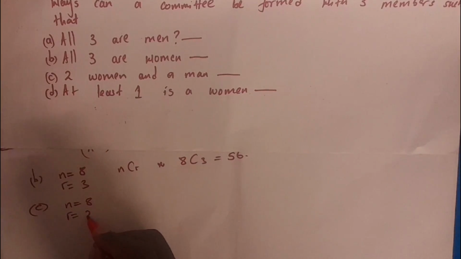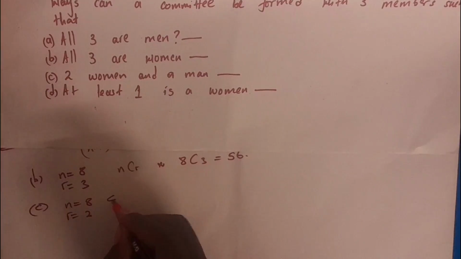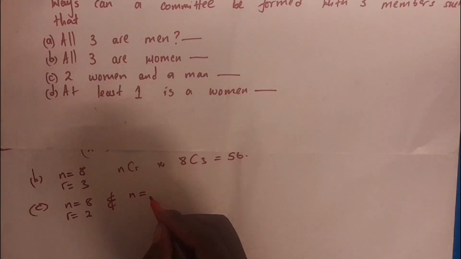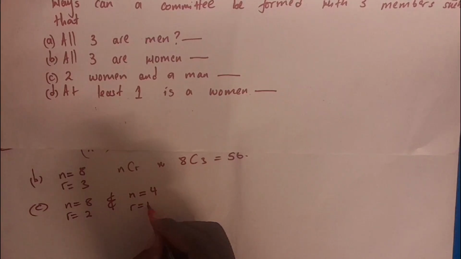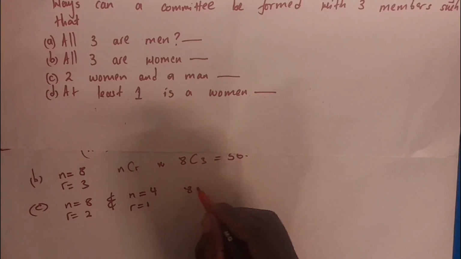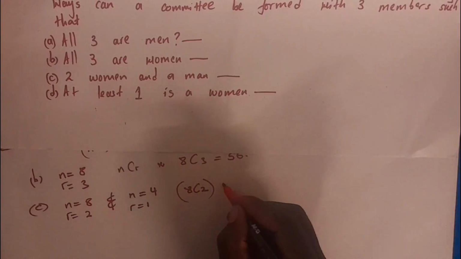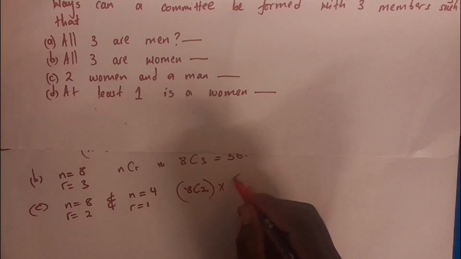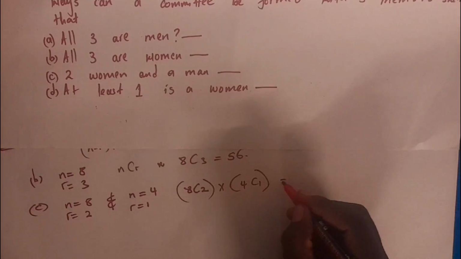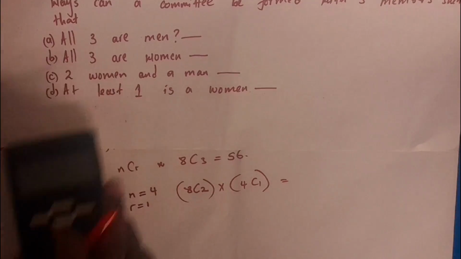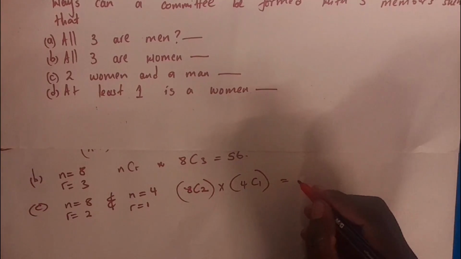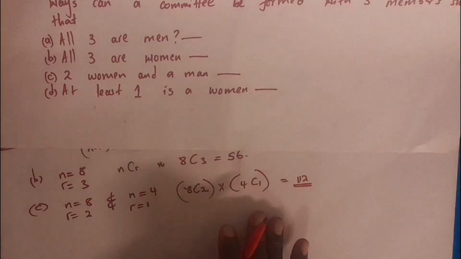So our R is going to be 2, and then it's written 'and then a man'. How many men are we having? We are having 4, and we need to choose 1. So we are going to say 8 choose 2 multiplied by 4 choose 1, because 'and' means multiply. Which answer are we going to get here? We are going to get 112. It's our answer here on C.